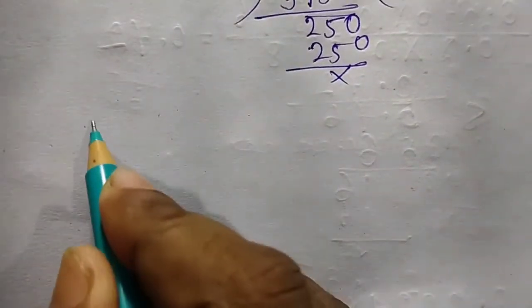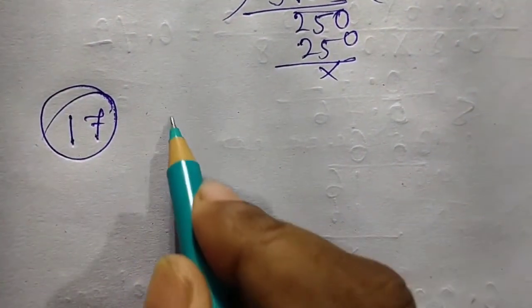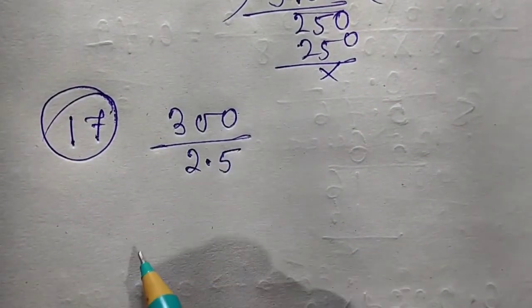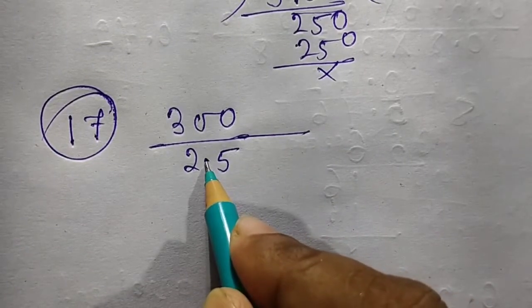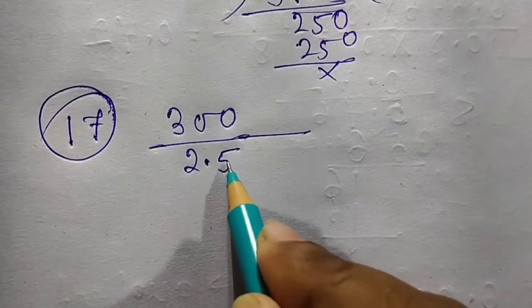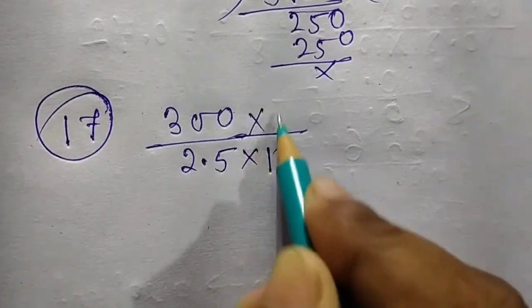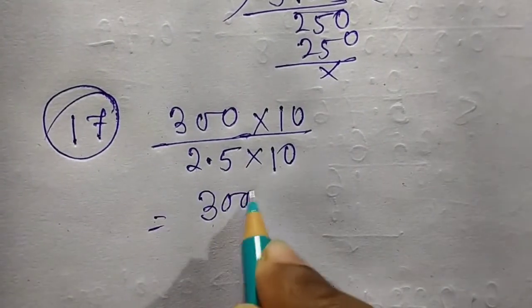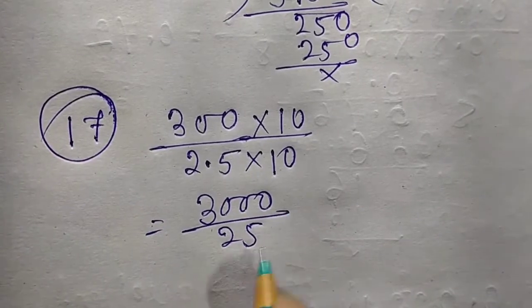Question number 17. The given question is 300 divided by 2.5. So we have to remove the point from the denominator place. So here is 1 digit after the point. So we have to multiply by 10, as well as by 10 in the numerator. So it will be 3000 here and here is 25. Again it's a simple division.